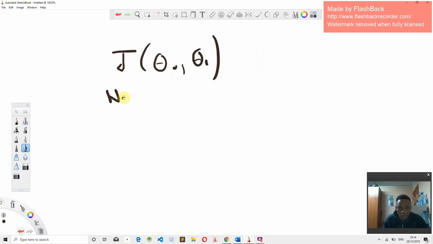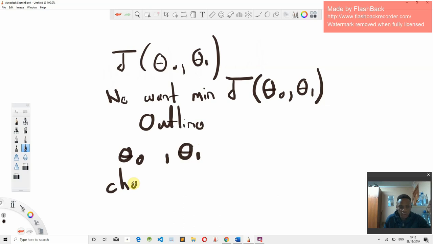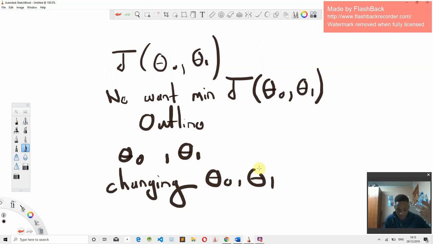We want to minimize J of theta 0, theta 1. What we do first is we initialize our function with some value of theta 0 and theta 1, and then we keep on changing theta 0 and theta 1 until we hopefully reach the minimum.